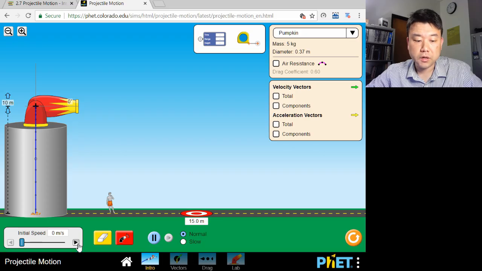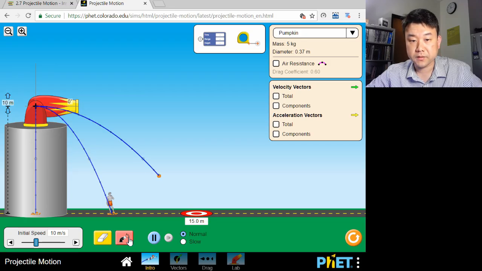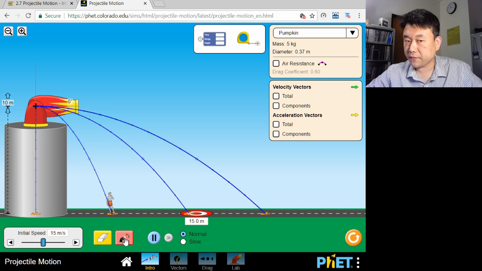If we launch the projectile with the initial speed of 5 meters per second, then this is what you see. And if we launch the projectile with initial speed of 10 meters per second, it lands farther. And if we launch at a speed of 15 meters per second, it lands even farther. This part is fairly intuitive.